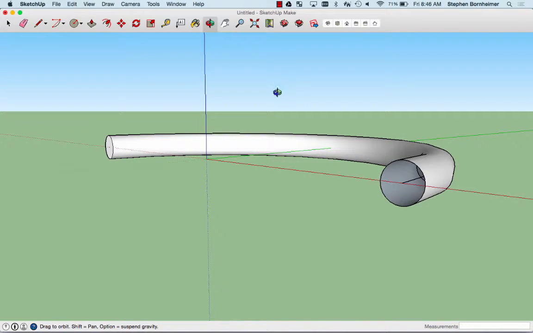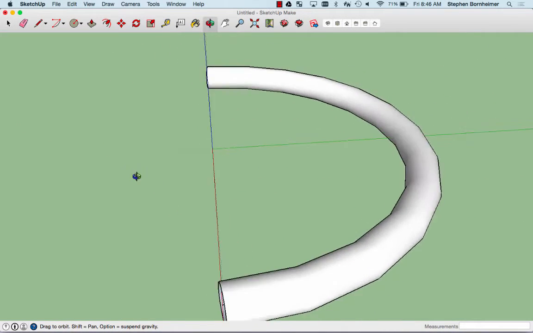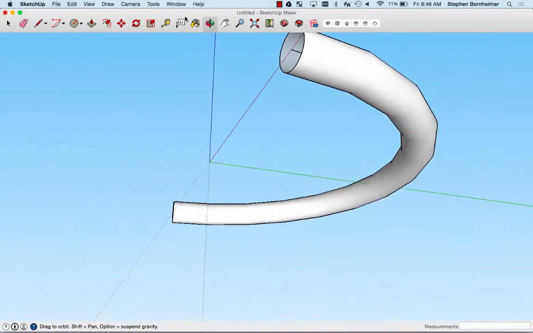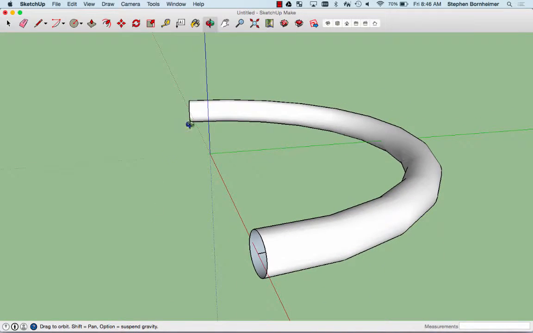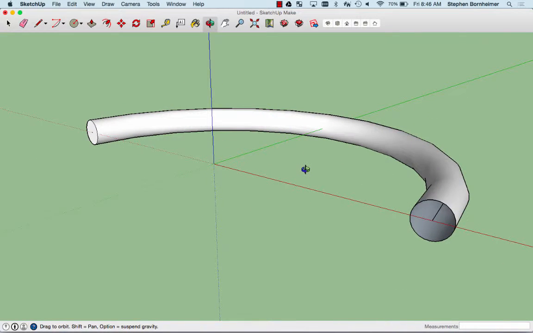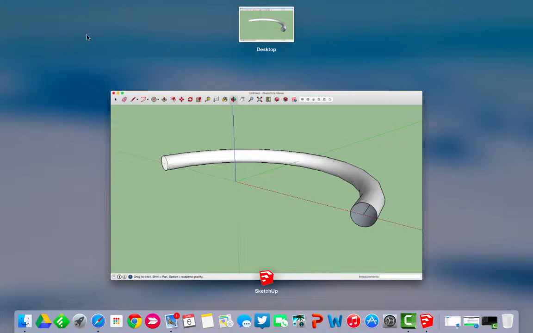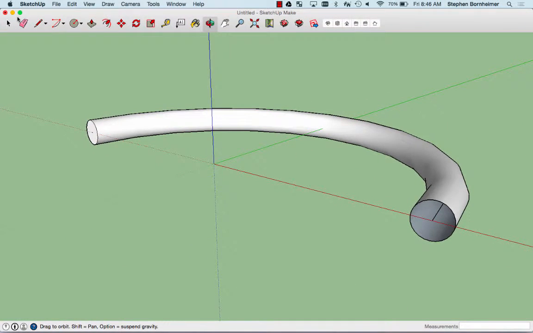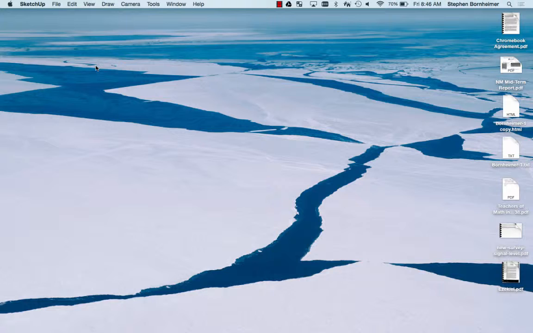Well, this is not animation. This is just literally a tube. Okay, so I wanted to show this to you this morning. It's called SketchUp. I wanted to show that to you this morning.